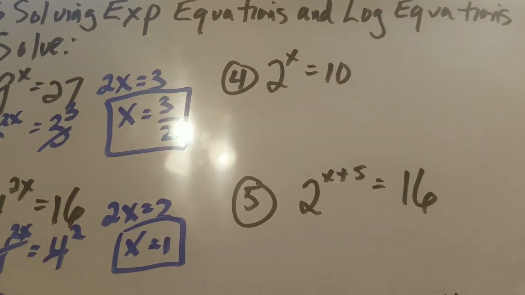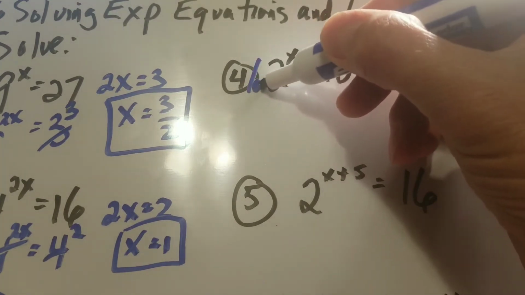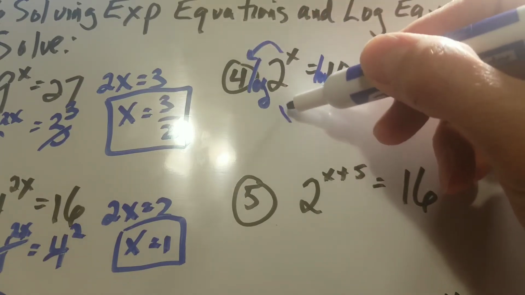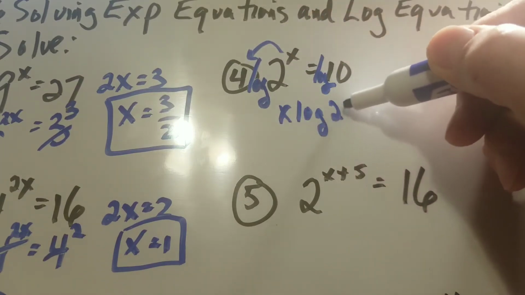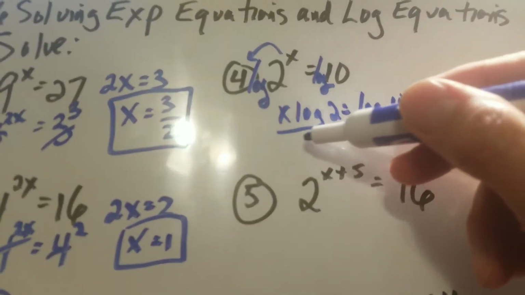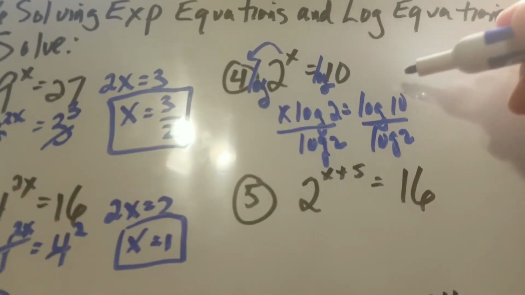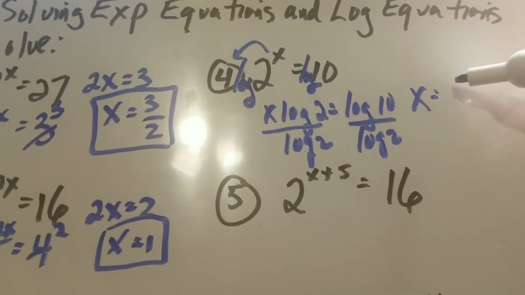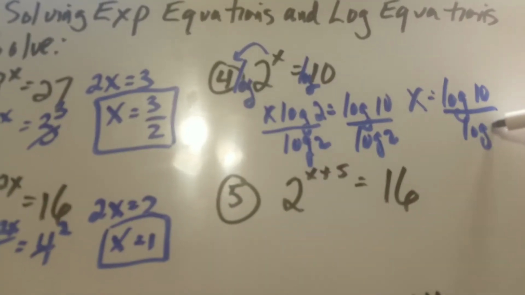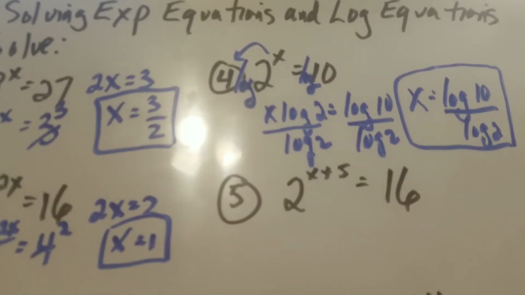Now, you cannot do 2 to some power to get 10, so you go log. Bring the exponent to the front, x log of 2 equals log 10. Divide both sides by log of 2. Okay, and x equals log 10 over log 2. And use your handy dandy calculators. Go to 3 decimal places.